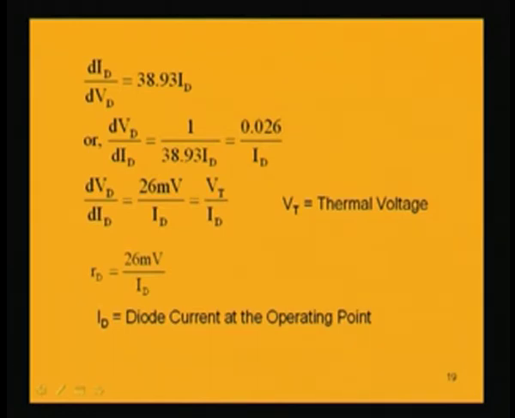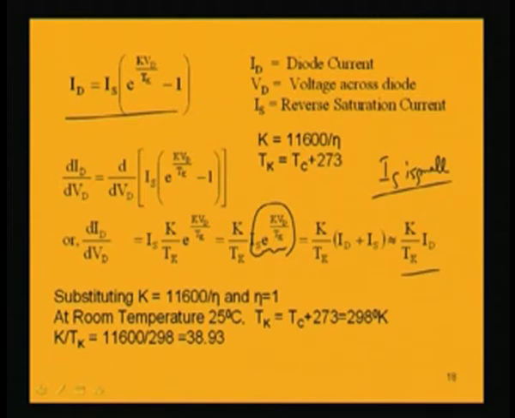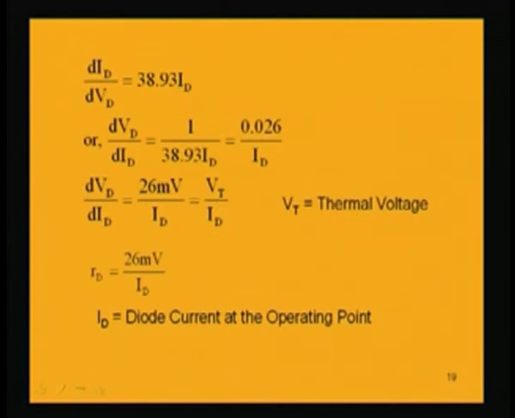But we want dVd by dId, which is the dynamic resistance. Dynamic resistance is actually dVd by dId. So, dVd by dId is equal to 1 by this whole term, and after calculation 1 by 38.93 becomes 0.026. It is in volts. So, we can write it as 26 millivolt by Id, and this 26 millivolt is called the thermal voltage Vt. So, basically we can write it as Vt by Id. So, this dynamic resistance of this forward bias diode is now 26 millivolt by Id.